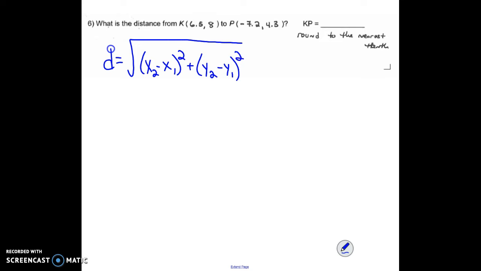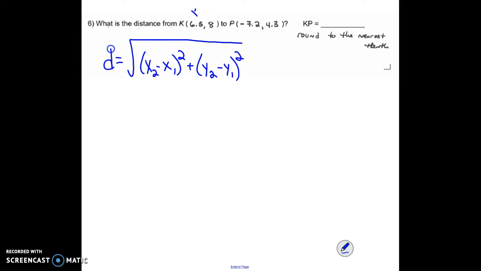The key here is that you can't always just look at a picture and figure out what the sides are and use the Pythagorean theorem. When you get these goofy numbers, sometimes you really just have to use the distance formula. So let's go ahead and do it. I've got a calculator right here.